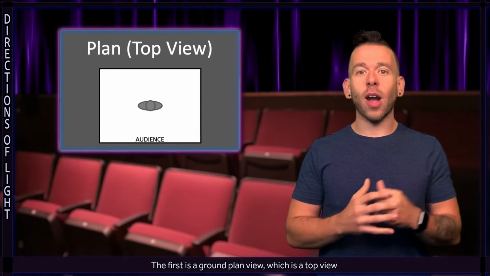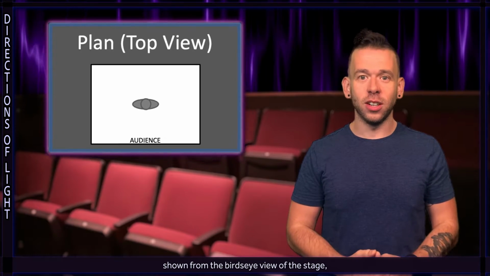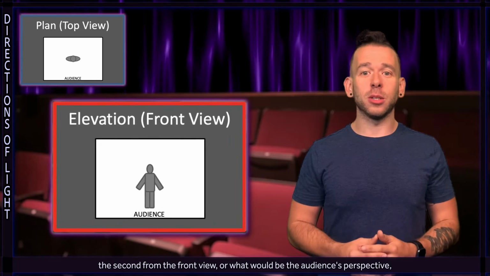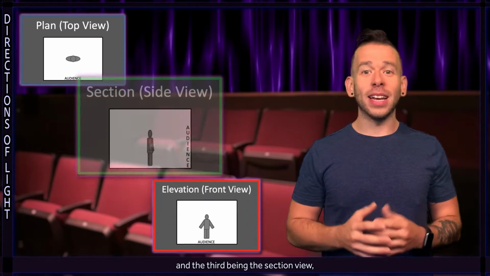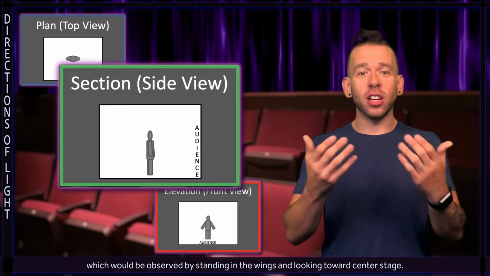The first is a ground plan view, which is a top view shown from the bird's eye view of the stage. The second is the front view, or what would be the audience's perspective. And the third is a section view, which would be observed by standing in the wings and looking towards center stage.